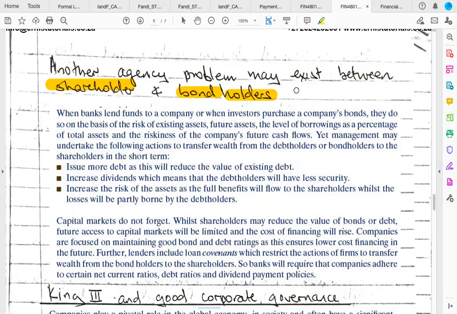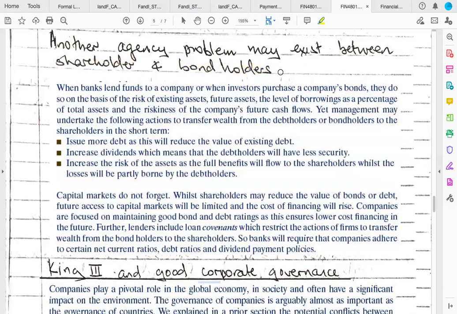Okay, so please note, a lot of you might be familiar with the agency problem as it occurs between shareholders and management. But there's also another agency problem between existing shareholders and bondholders. Remember, bondholders are lenders to the company, whereas the shareholders are the actual owners of the company. So when banks lend funds to a company or when investors purchase a company's bonds, they do so on the basis of the risk of existing assets, right?